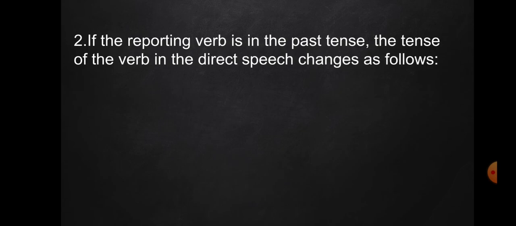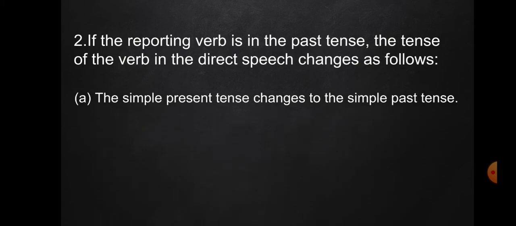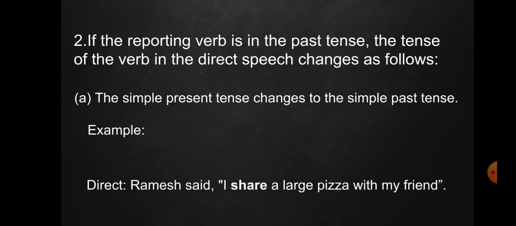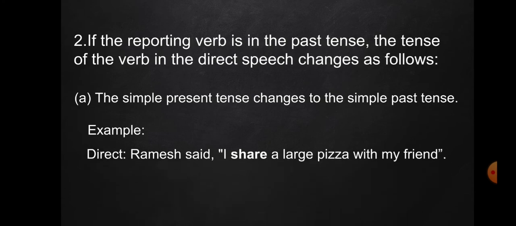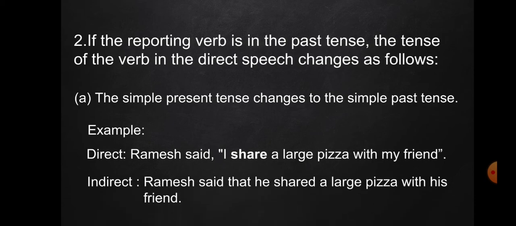If the reporting verb is in the past tense, the tense of the verb in the direct speech changes as follows. First, the simple present tense changes to the simple past tense. Let's take an example. Ramesh said, I share a large pizza with my friend. Indirect will be Ramesh said that he shared a large pizza with his friend. Here we can see that the reporting verb is in the past tense. So the tense of the verb in the direct speech changes from simple present to simple past.